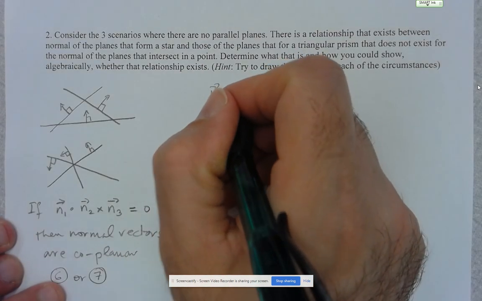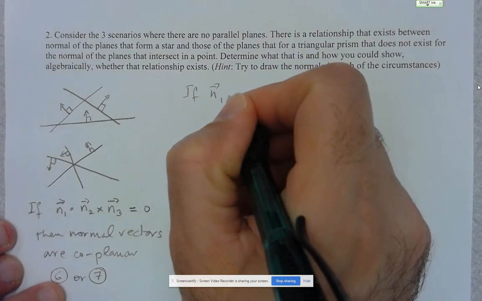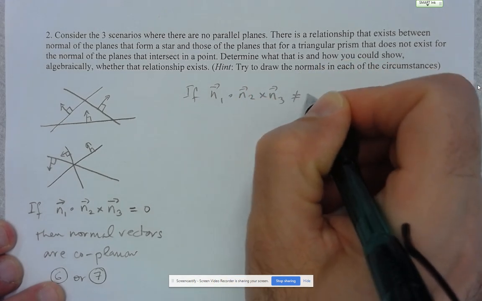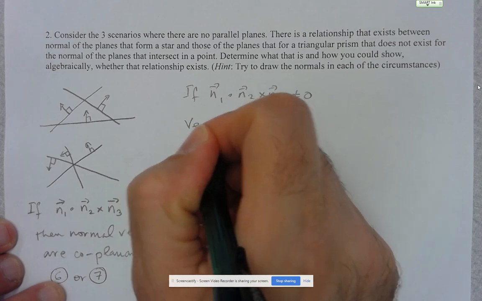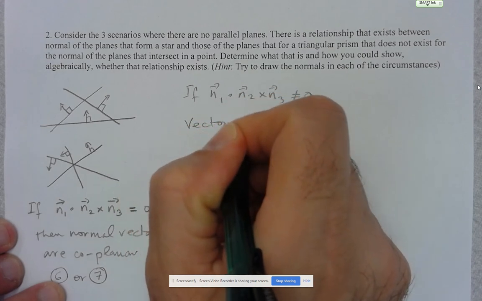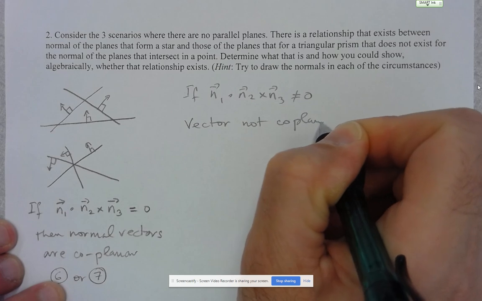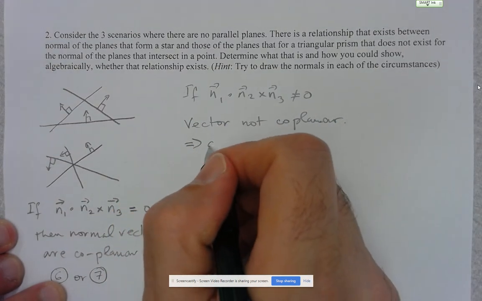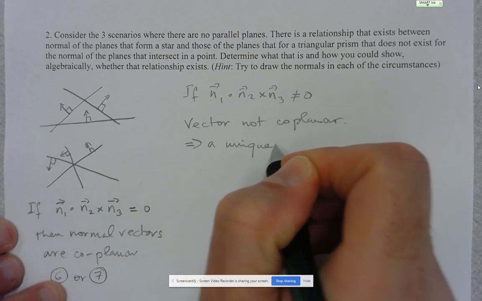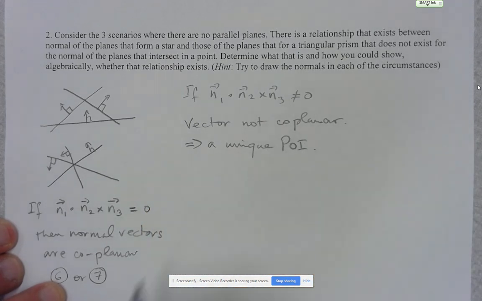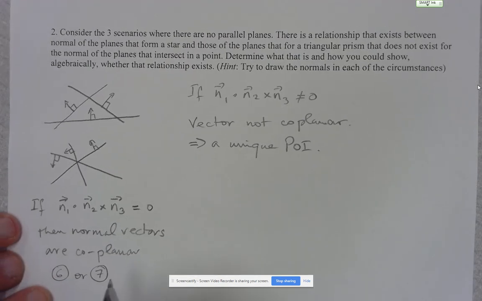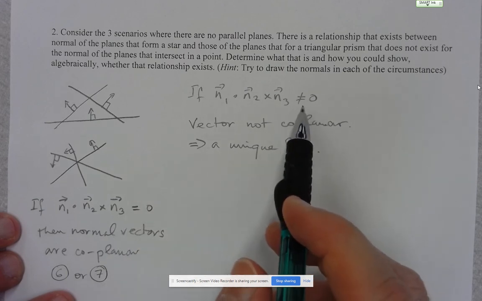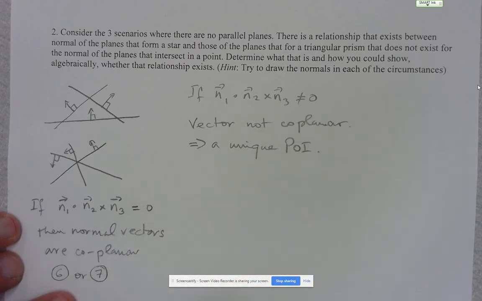Whereas if n1 dot n2 cross n3 is not equal to 0, then the vectors are not coplanar. And what does that mean? This implies that there is a unique point of intersection. Okay, so before starting a problem, you might want to check the scalar triple product, and if it's equal to 0, then you know that you can't have a single solution.